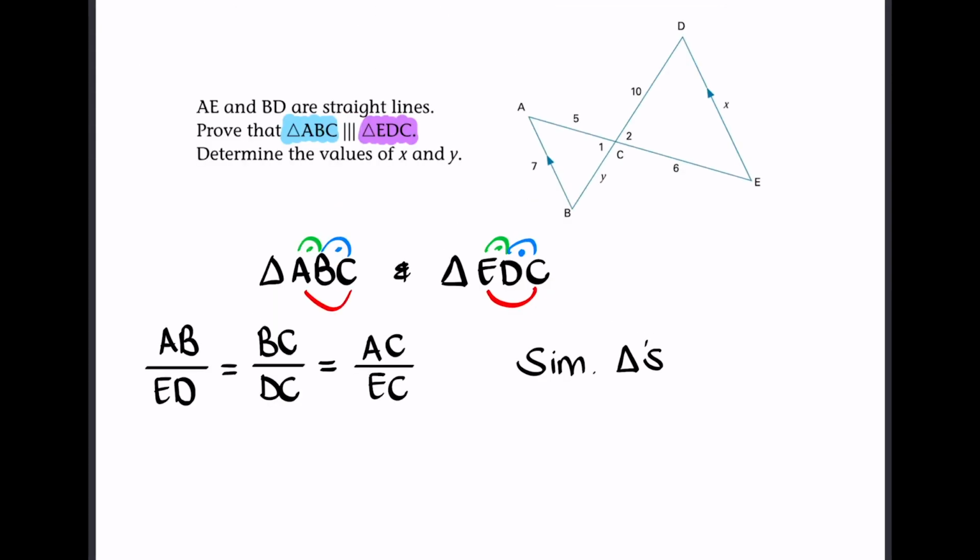All right, so I have AB over ED. So I have AB over ED or DE, it doesn't matter. Then I have BC over DC.